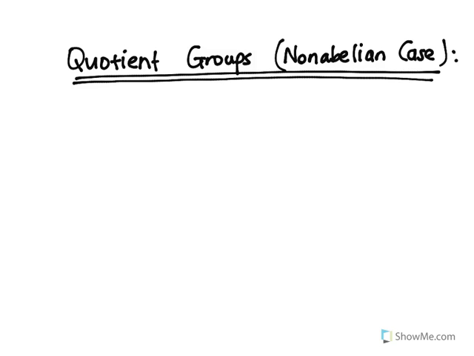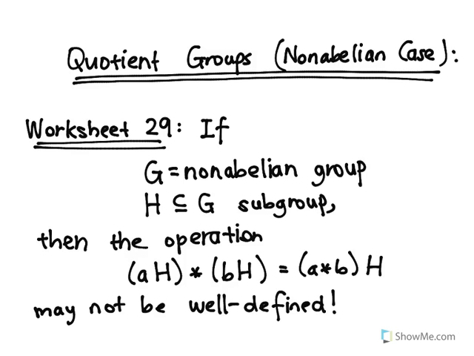And in worksheet 29, you already saw that something kind of fishy can happen in the non-abelian case. Namely, if G is a non-abelian group and H inside of G is a subgroup, then this operation on cosets that we've been working with in our last couple of videos, where aH combined with bH is defined to be a star bH, that operation in this non-abelian case might not be well defined.